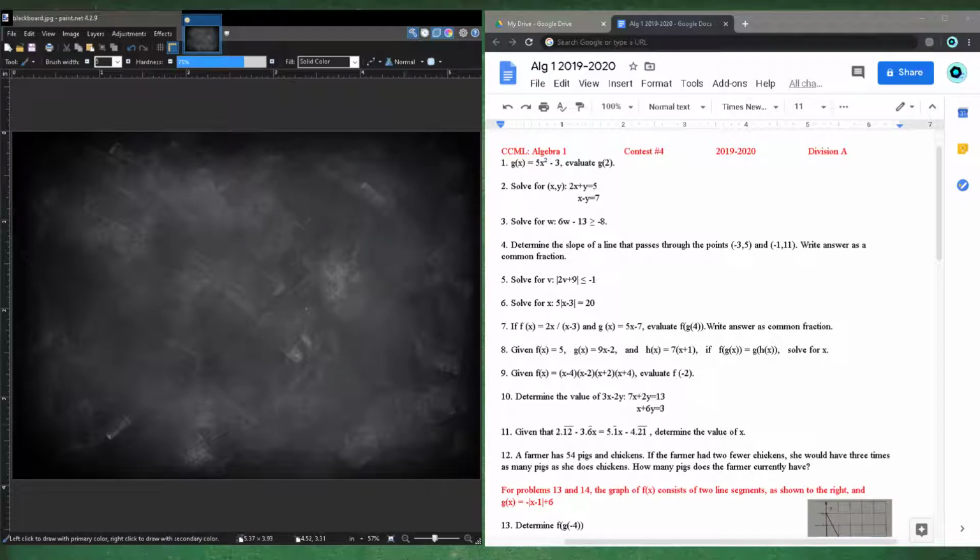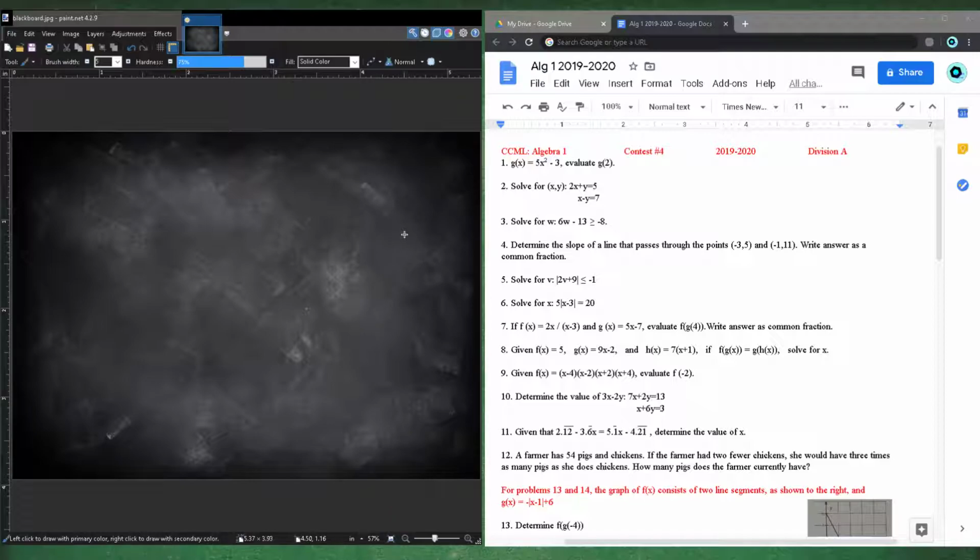And number four, determine the slope of a line that passes through the points (negative 3, 5) and (negative 1, 11). Write it as a common fraction. Slope is just change in y over change in x. So 11 minus 5 over negative 1 minus negative 3. So plus 3 actually, because negative negative is positive. So 6 over 2 equals 3. And that's your answer.